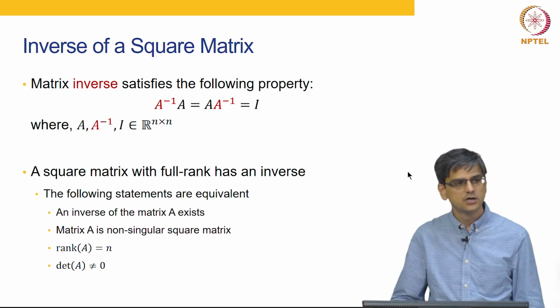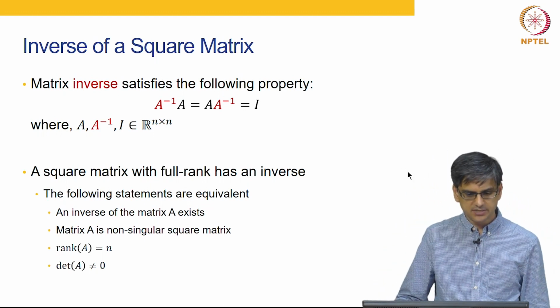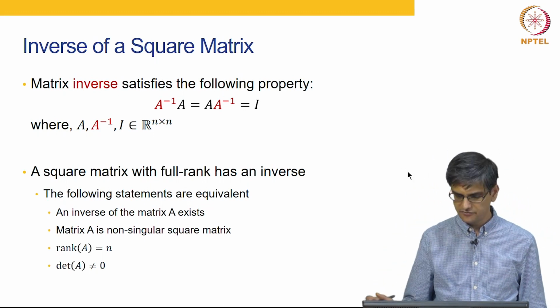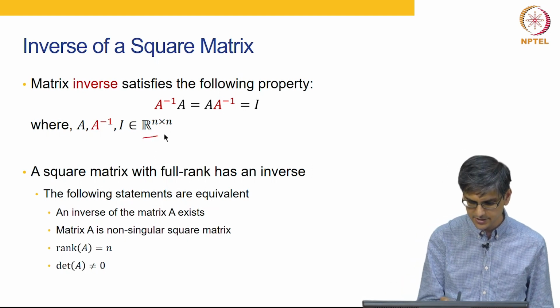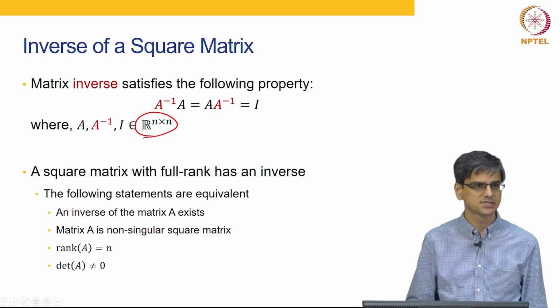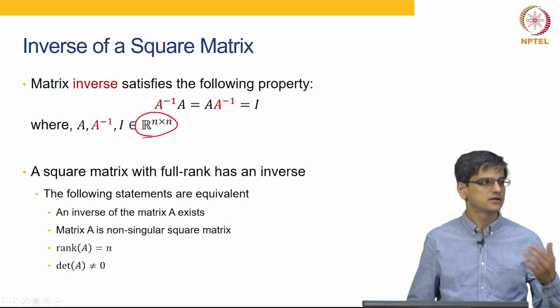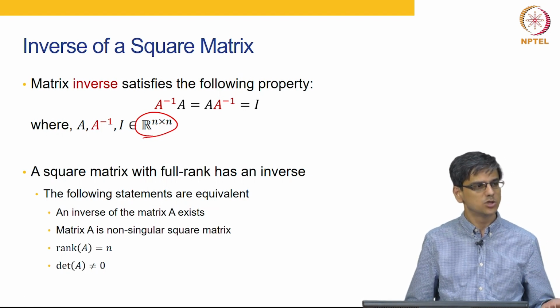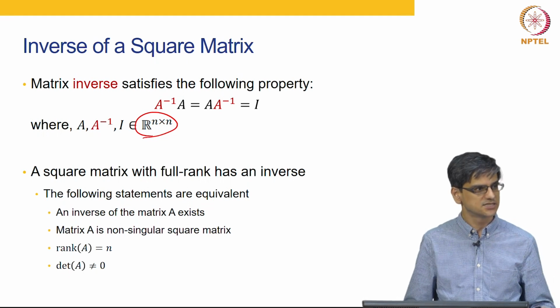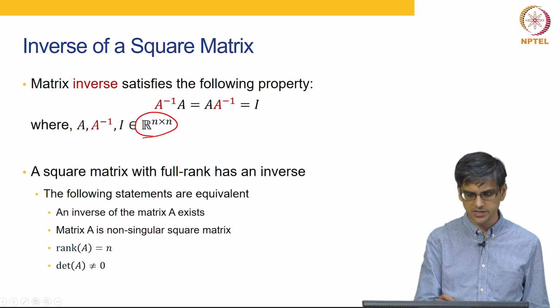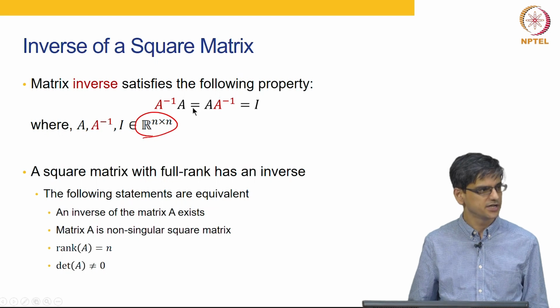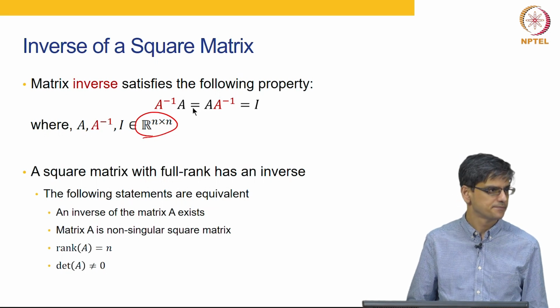Okay. If A is a square matrix, an n dimensional square matrix, and the rank of A is equal to n, then its inverse exists, and the inverse has the property A inverse A equals A A inverse equals the identity, right.